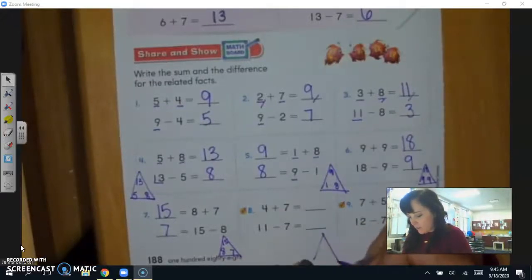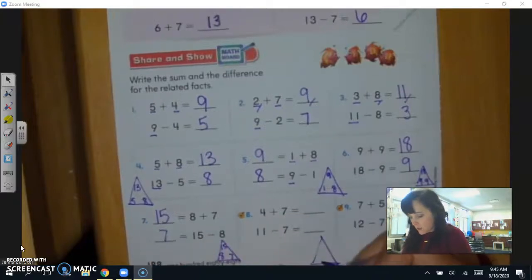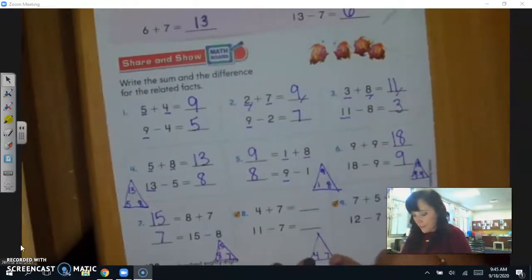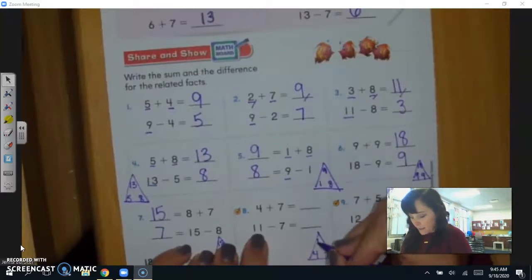All right, let's go to number 8. So I'm going to make my triangle. We have 4 plus 7. That's going to be my add-ins. So 4 and 7 are going to be at the bottom of the triangle. 11 is my big number, so that's going to be at the top.